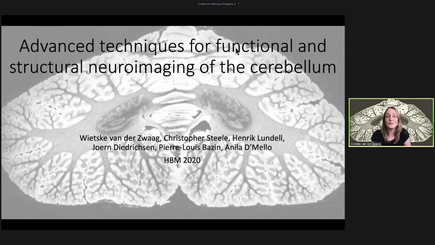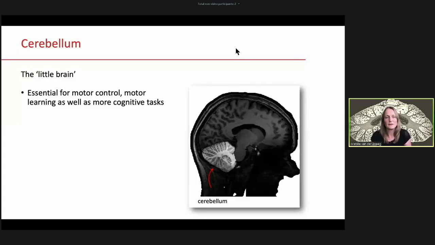Welcome to this session on advanced techniques for functional and structural neuroimaging of the cerebellum. It's a special session at HBM. We see a lot of cerebral imaging, but the cerebellar stuff tends to be a little bit less highlighted. So we're very pleased to present in this session.